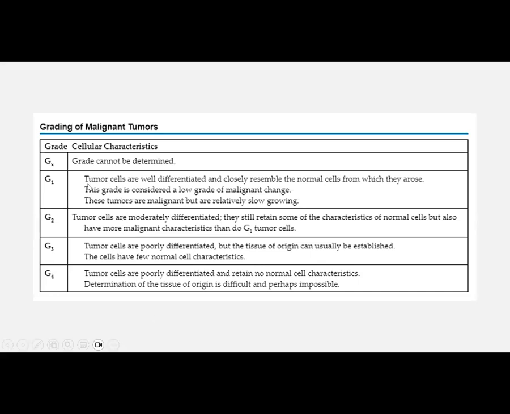So as you can see, they get kind of worse and worse depending on our grade. So like grade 4, tumor cells are poorly differentiated and retain no normal cell characteristics. Determination of tissue of origin is difficult and perhaps impossible. So grading is actually looking at the cells itself and saying, okay, this is what these cells look like. They no longer look like their original cells. They now look like this deformity of a much different type of cell. So we're looking at basically tissue on grading.